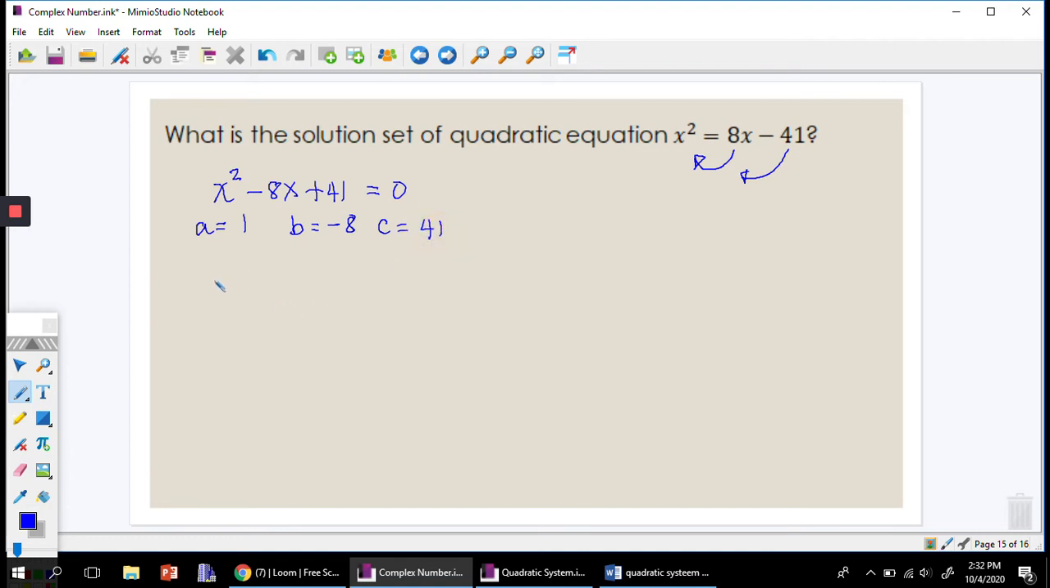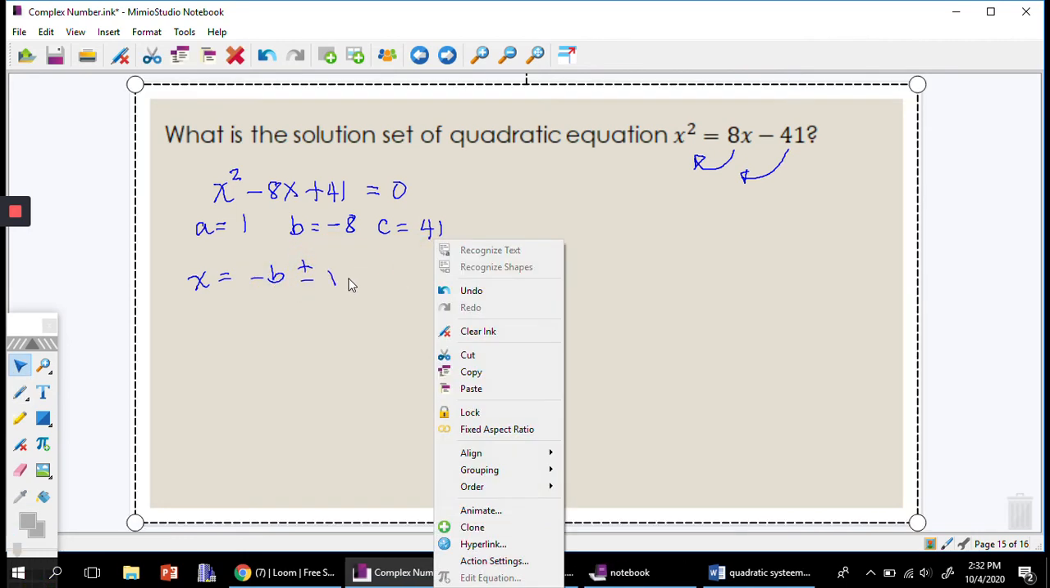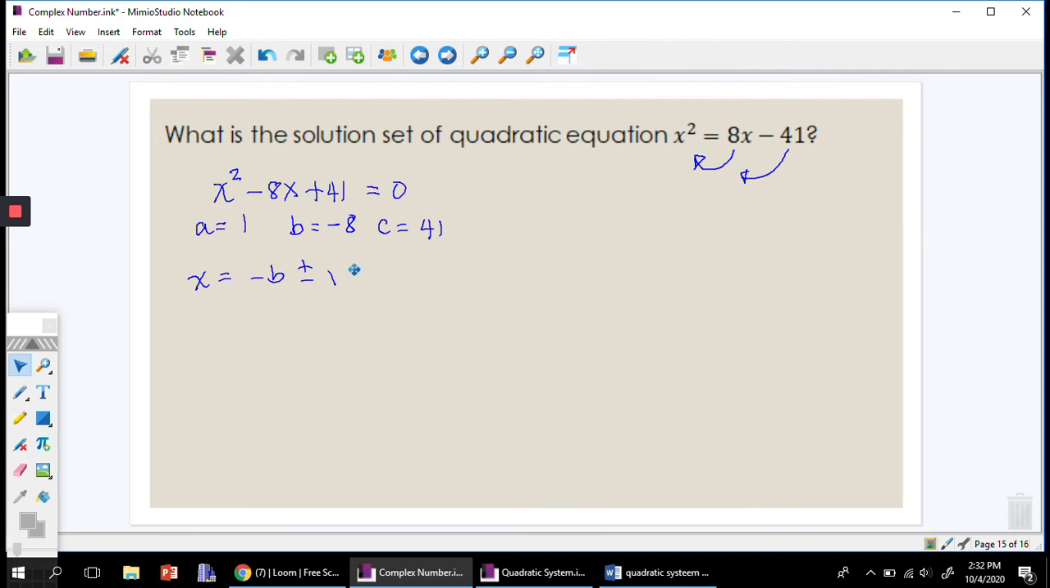Okay, the quadratic formula is x is equal to negative b plus minus the square root of b squared minus 4ac all over 2a. Okay, and then plug in your a, b, and c. Your b is negative 8. It says here negative b. That means you get the opposite of b. So if it's negative, make it a positive.